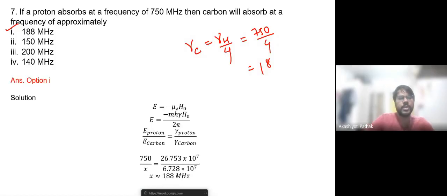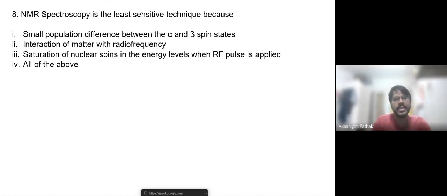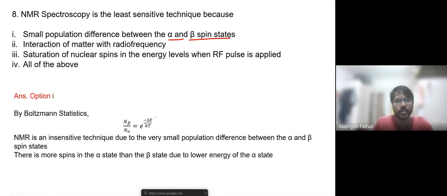So the answer is option 1. NMR spectroscopy is the least sensitive technique because of the small difference between the alpha and beta states. The alpha and beta spin states are the lower energy state and the higher energy state. The lower energy state is alpha, the higher energy state is beta. That is given by the Boltzmann statistics: n beta by n alpha equals e to the power minus delta E by kT.